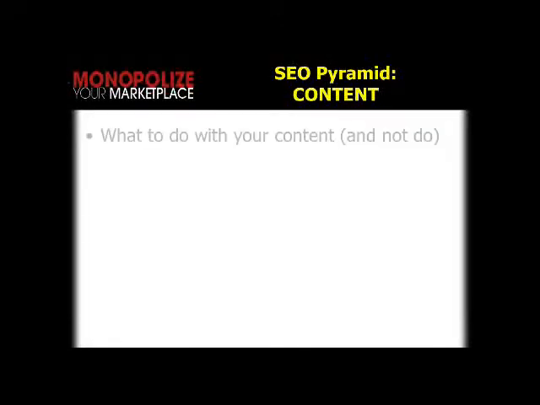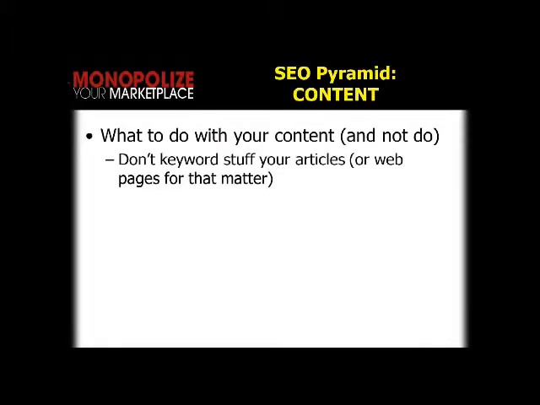Okay? What to do with your content and what not to do with your content. Don't keyword stuff your articles or web pages like we just talked about. You don't need to put the word vinyl siding 72 times in a 3-paragraph posting. It's dumb. It makes no sense. Google and people hate it.